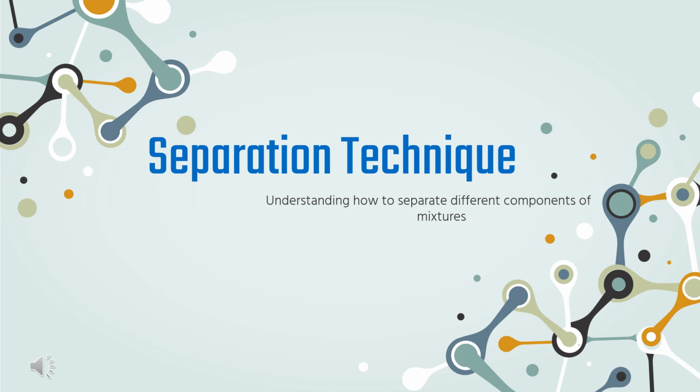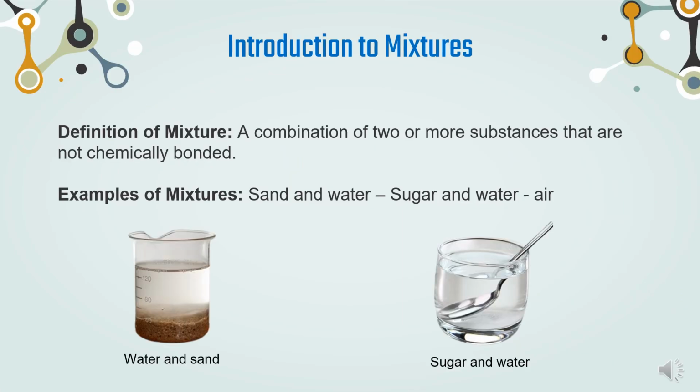Hello, our lesson is separation technique. In this chapter, you will understand how to separate different components of mixtures. To remember what is a mixture, it is a combination of two or more substances that are not chemically bonded, like sand and water, sugar and water, air, etc.